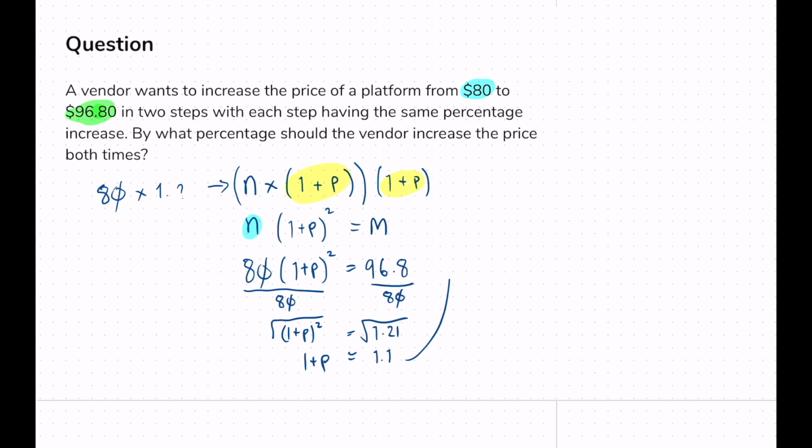Aha. Moving up here. 1 plus p equals 1.1. If I minus 1 from both sides, I'm left with P. So P equals 1.1 minus 1, or 0.1. Well, what's 0.1 as a percentage? We times it by 100. Okay, and that's going to turn it into a percentage. So P is equal to 10%.